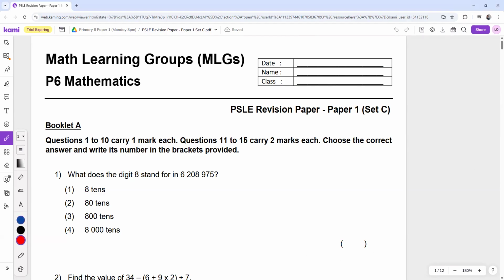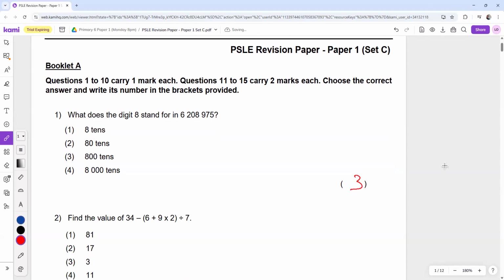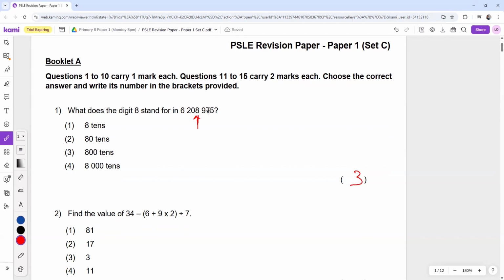Question one, the answer will be number three. So what does the 8 stand for? You look at the place value. To know what it stands for, you must know the place value. So it's in the thousands place. Thousands place, so that will be how many? 8,000. But you look at all the answers there, there's no answer that says 8,000. So which one is 8,000?